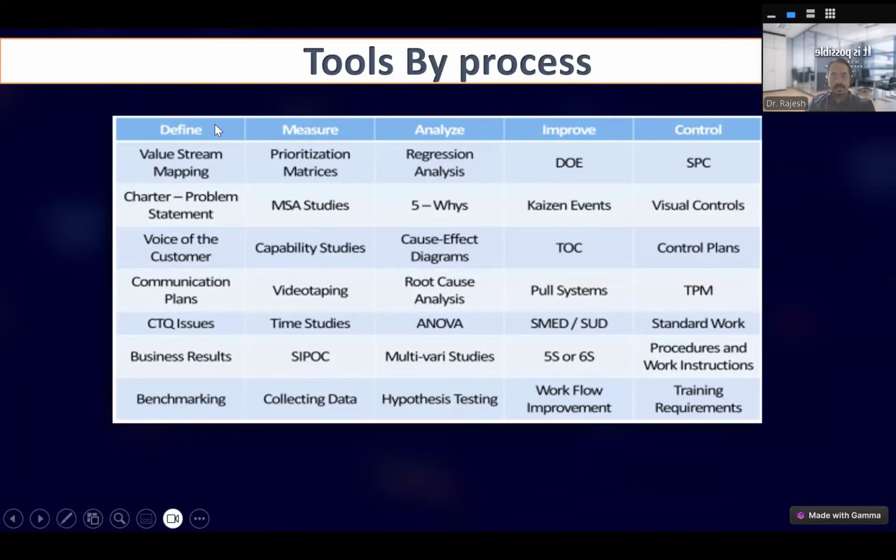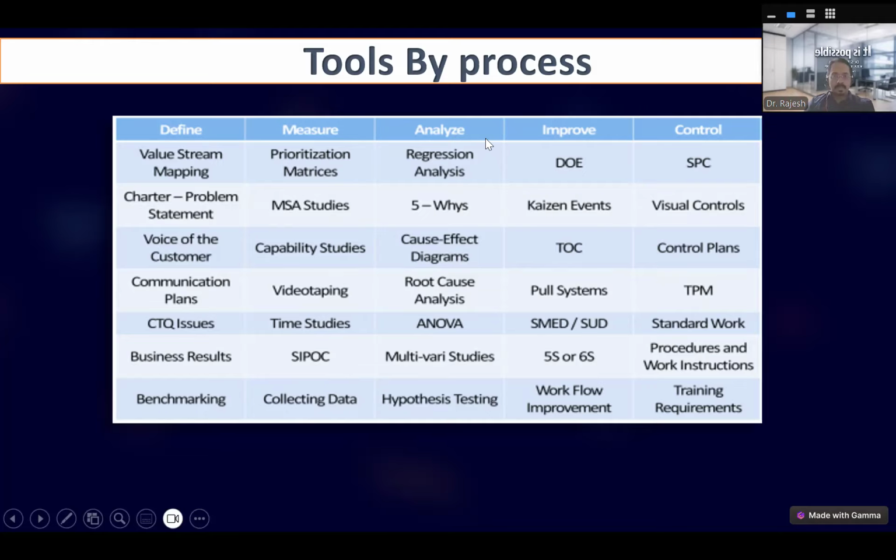For example, in define, I can use VSM, that's value stream mapping, and then charter, problem statement, voice of the customer, communication plan, CTQ, critical to quality, business results, and then benchmarking. These are all tools available for define. In the measure phase, we have priority metrics, MSA studies, capability studies, videotaping, time studies, SIPOC, and then collecting data. We covered some of the tools. Some tools are not relevant to us, that's what we didn't cover.